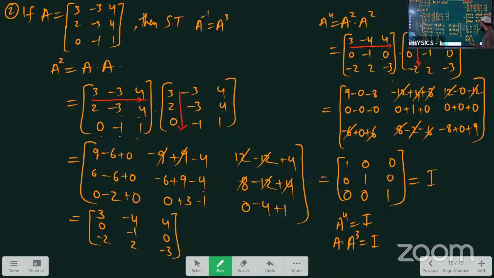So what can you say from the definition of inverse of a matrix? At the outset, I said whenever A into B is equal to B into A is equal to I, then A and B are inverse to each other. So here we got the result as A into A cube is equal to I. Then A is inverse of A cube. Yeah, A cube is inverse of A. So therefore, right conclusion, A inverse is equal to A cube. How did you write from definition of inverse of a matrix?